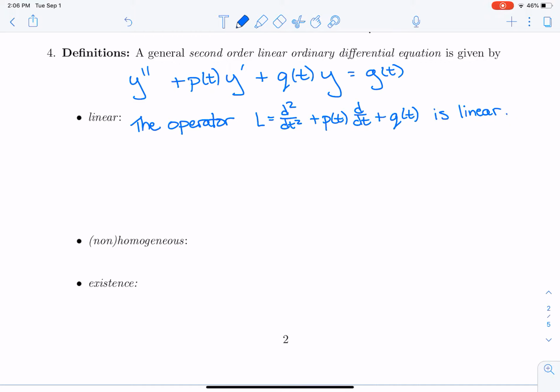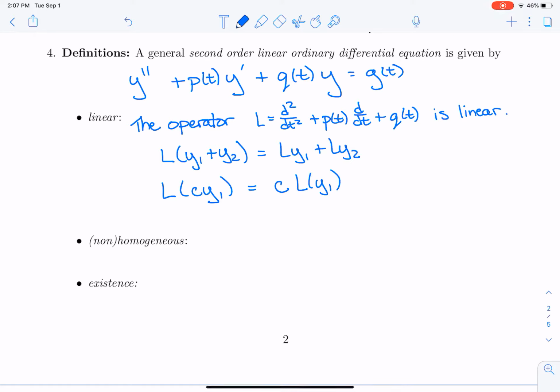And what do I mean by linear? I mean that L done to the sum of two solutions, y1 plus y2, is equal to L y1 plus L y2. And that L done to a constant times y1 is equal to that constant times L done to y1. So L is a linear transformation in the sense of a linear transformation in linear algebra.